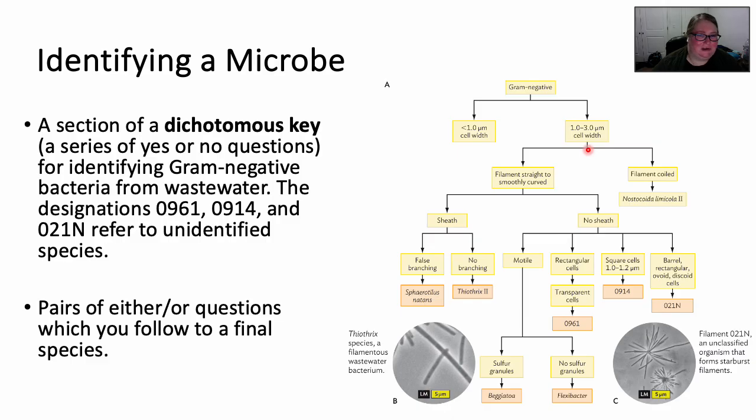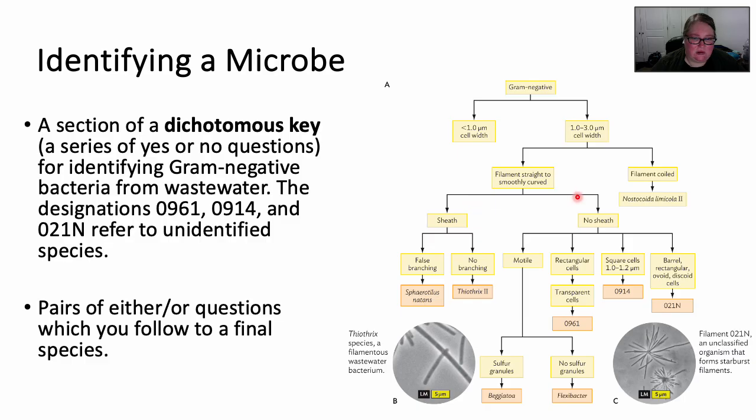Is it filament straight to smoothly curved, or filament coiled? I really don't know what these mean. I've used some dichotomous keys in medical microbiology, but this one I'm not familiar with. If it's filament coiled, it's going to be this bacteria here, Nostocoida limicola 2.